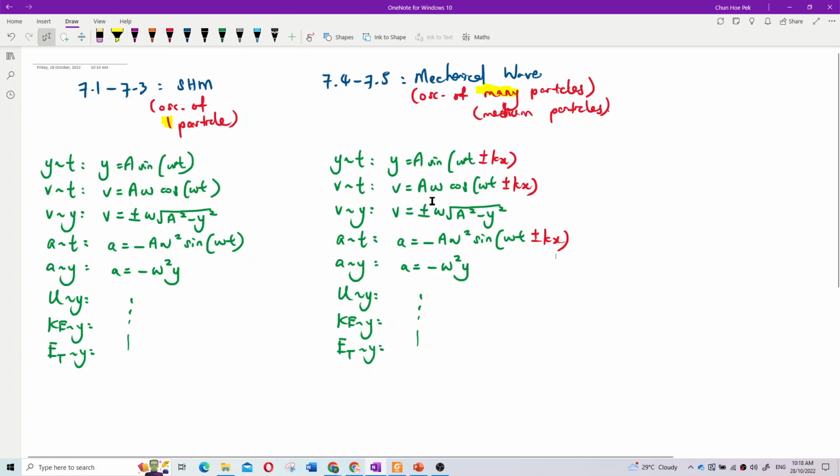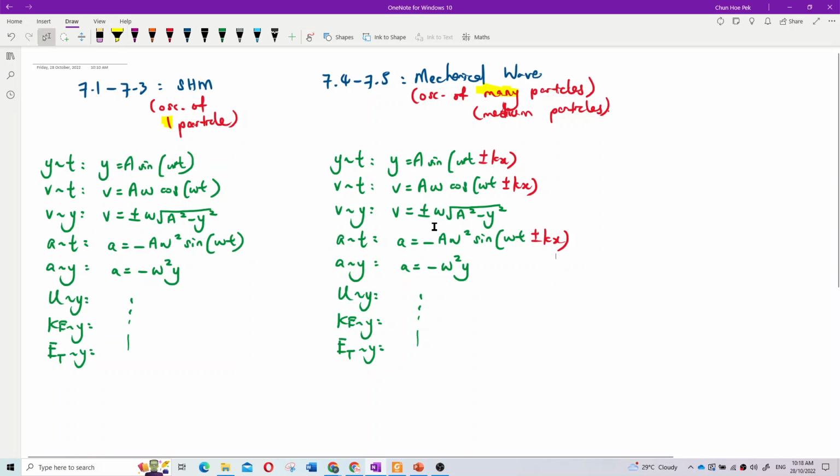Yes, but the formula is the same. All the other formulas are still used because we still talk about oscillation, the same thing but now with many particles. So we need a positive or negative kx to show which particle. The format of the equation is still the same.